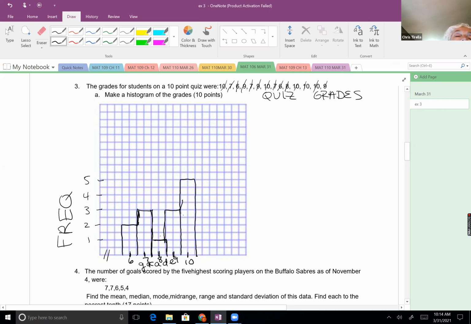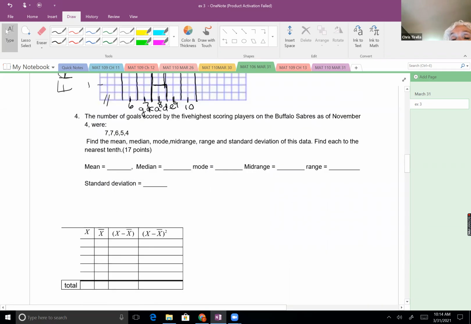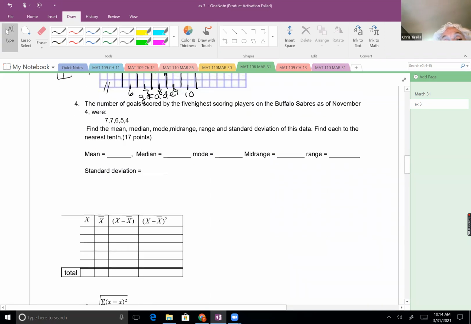And is everybody comfortable with both drawing a histogram and reading a histogram? Could everybody look at it and recreate the data set, that I'd have 2 6s, 3 7s, 1 8, 3 9s, and 5 10s? Yeah. Okay, great.